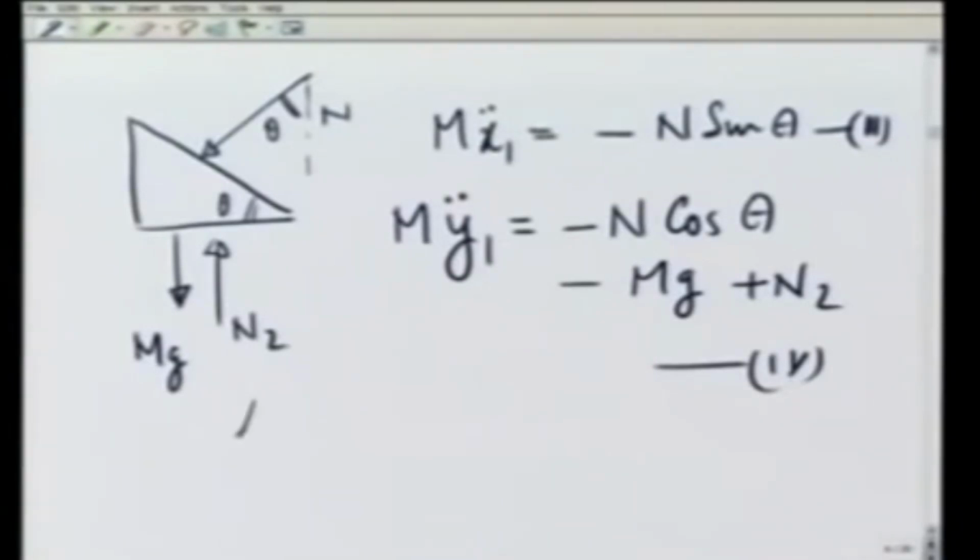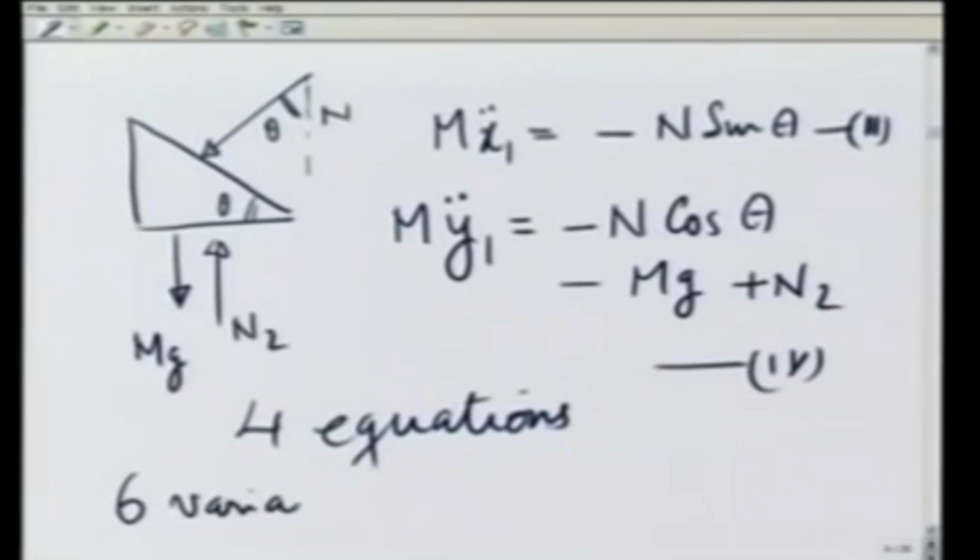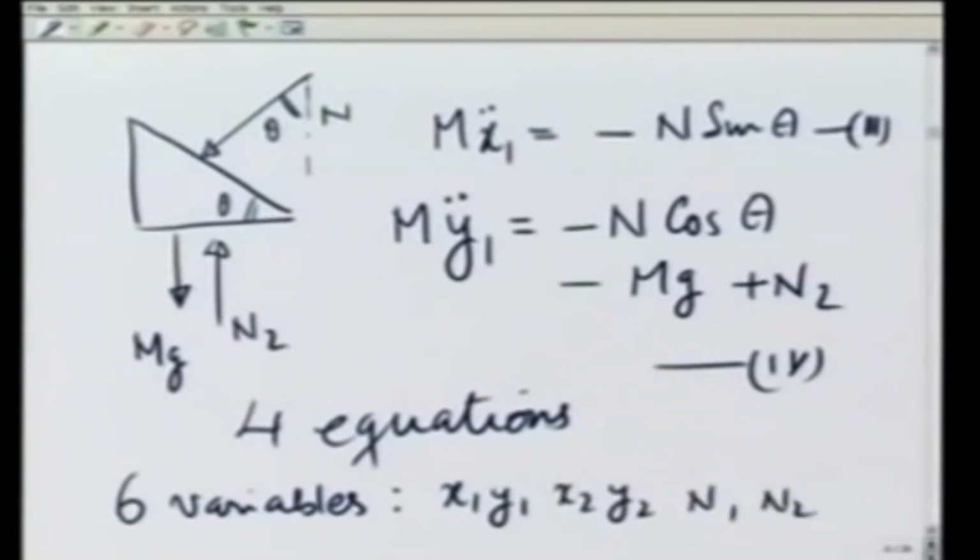I have 4 equations and 6 variables, which are x1, y1, x2, y2, N1 and N2. As expected, because I have not yet taken the constraints into account, the remaining 2 equations are given rise to by the constraint equations. What are the constraint equations?